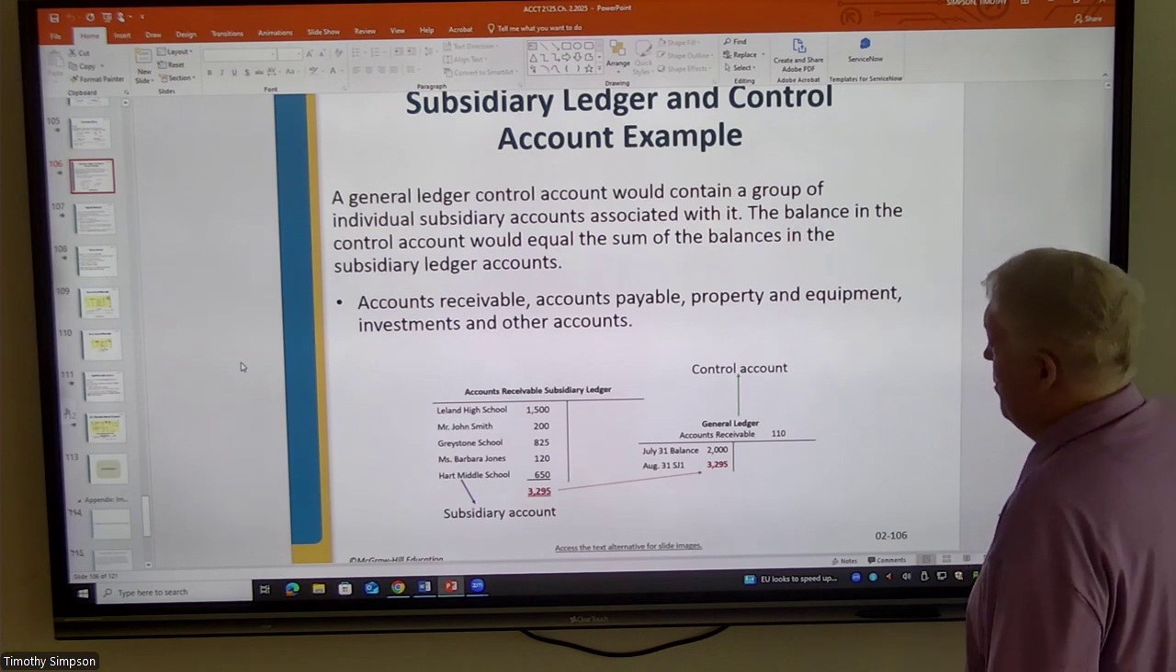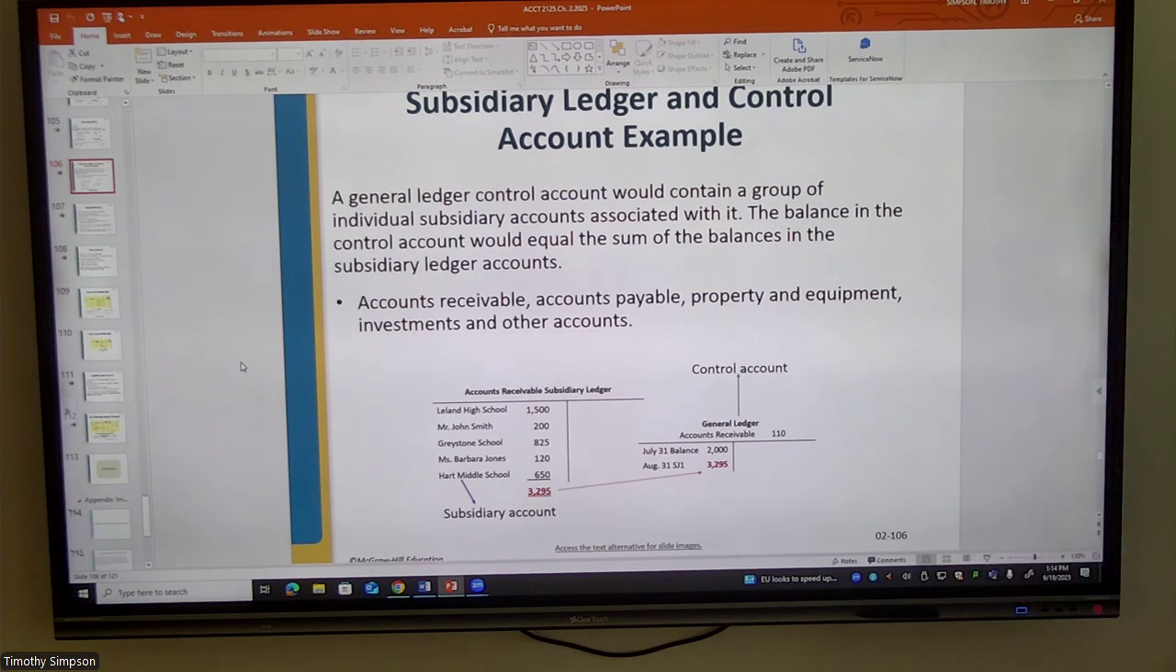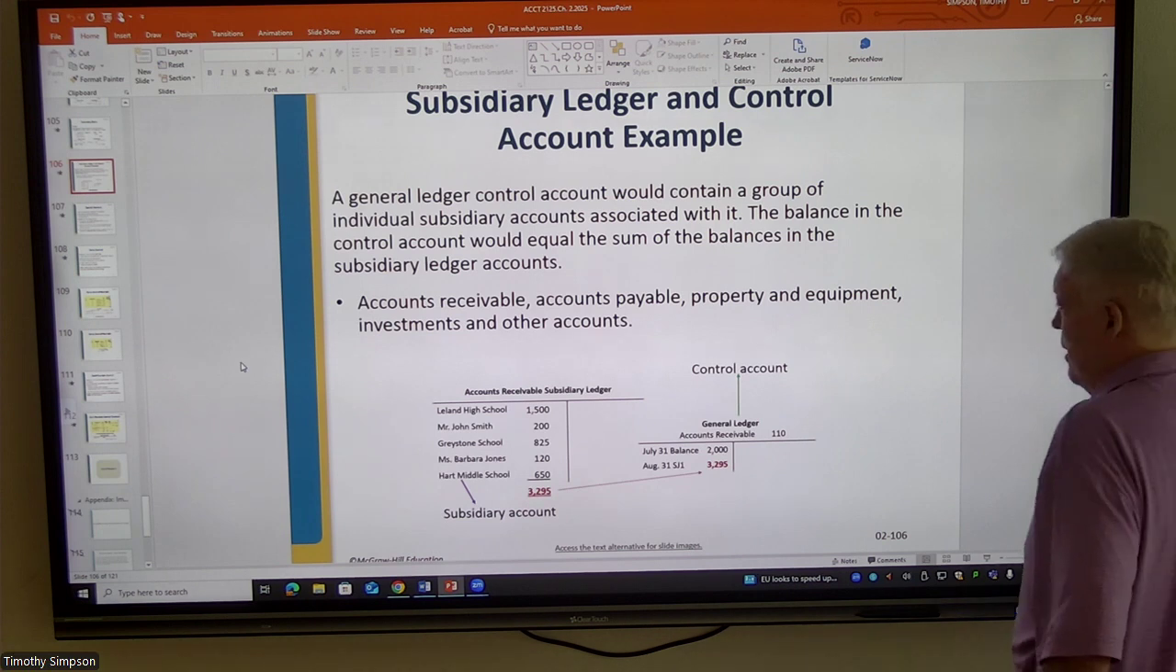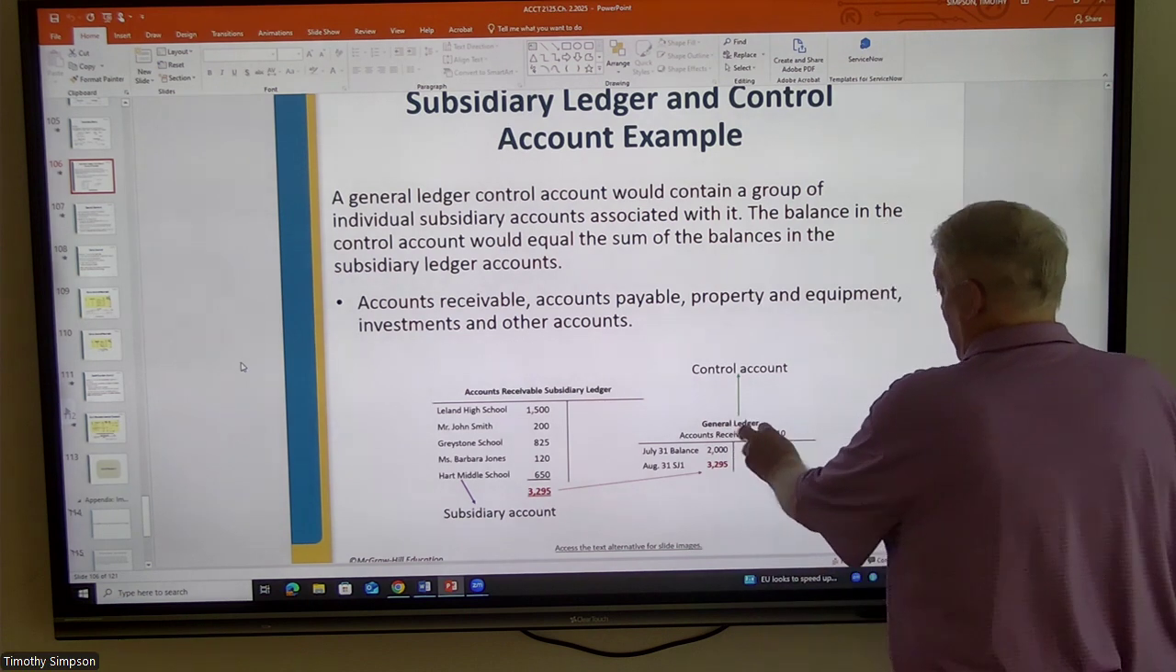posted to. When we talk about a subsidiary ledger, we're really talking about the book of original entry. And every time we make a sale and create a receivable, we're actually posting to a subsidiary account. We're going to credit it out once we have received the cash. So the general ledger will be accounts receivable in general.